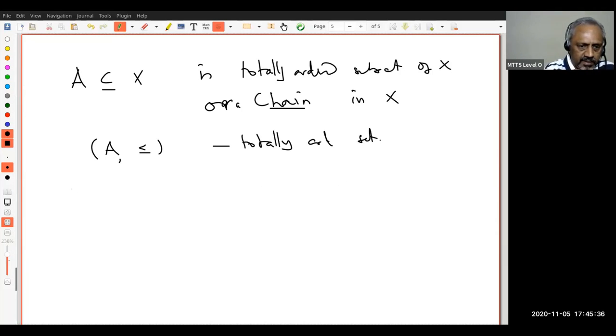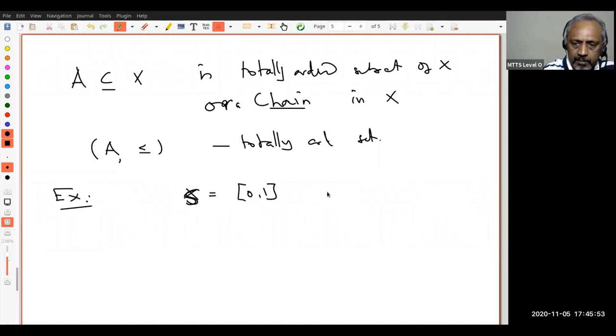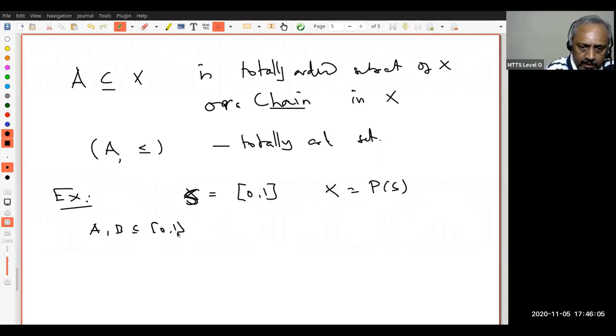Again, since this is the first time you are looking at such things, it's better to look at some examples. Let us look at a very simple example to make you understand. Suppose I take S equal to {0, 1}, and my X equal to the partially ordered power set of S. Then what is the partial order? Standard inclusion. That is, given two sets A and B, subsets of {0, 1}, then I say A is less than or equal to B if and only if A is contained in B.